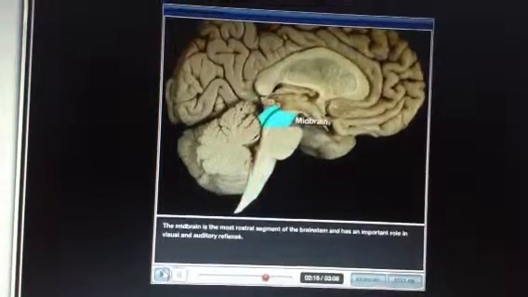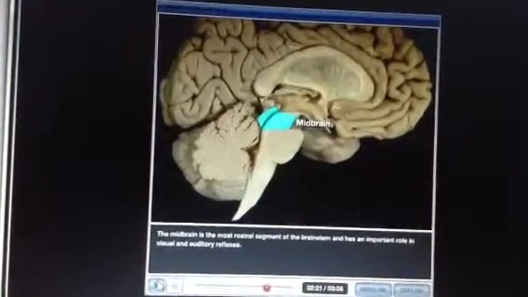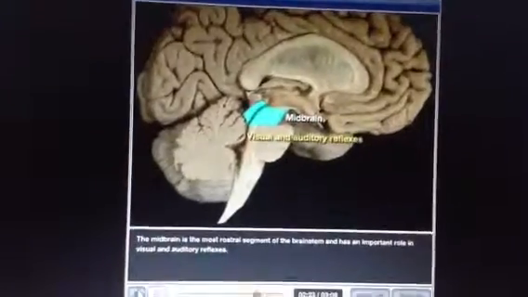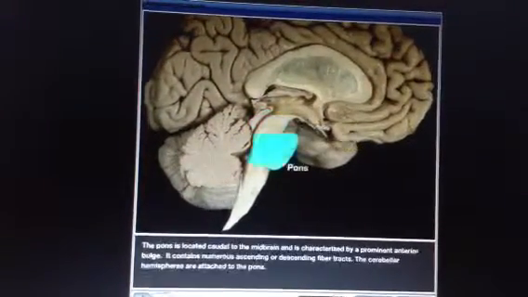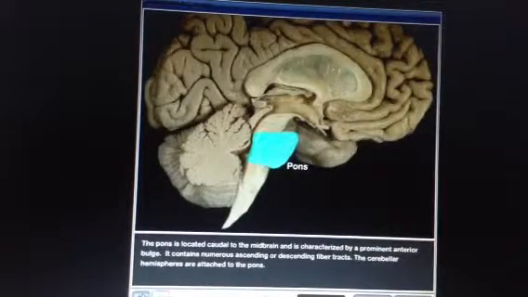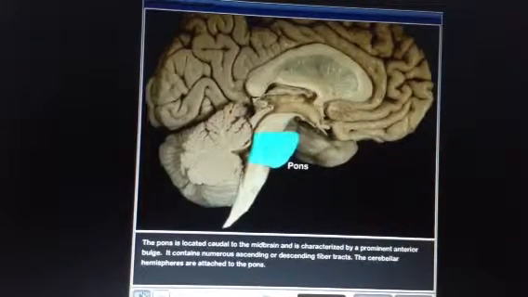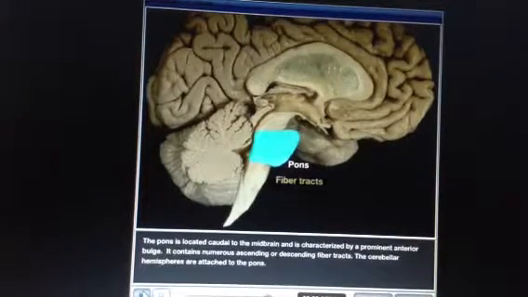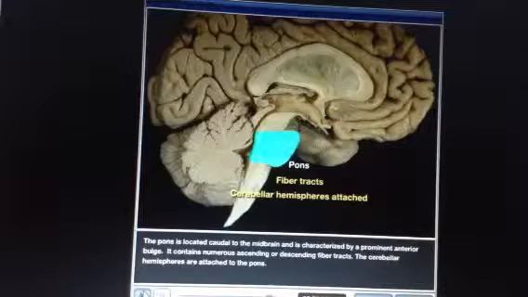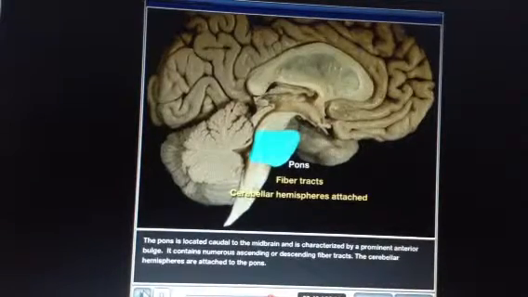The midbrain is the most rostral segment of the brainstem and has an important role in visual and auditory reflexes. The pons is located caudal to the midbrain and is characterized by a prominent anterior bulge. It contains numerous ascending or descending fiber tracts. The cerebellar hemispheres are attached to the pons.